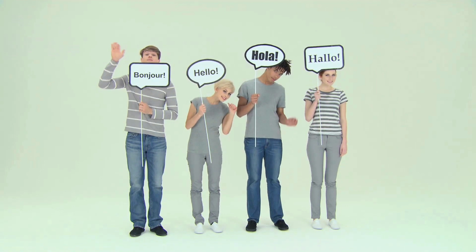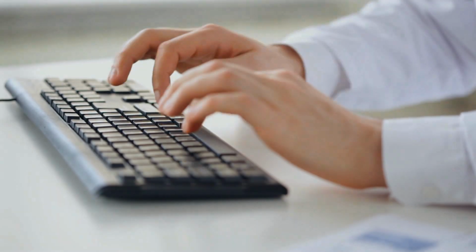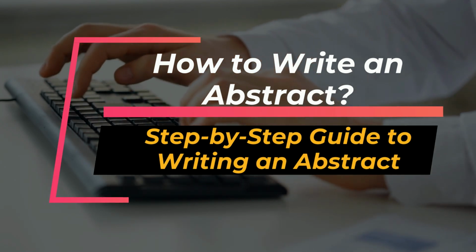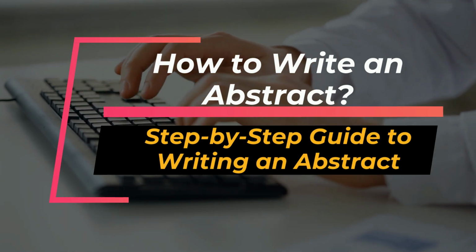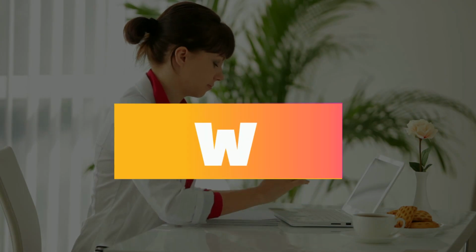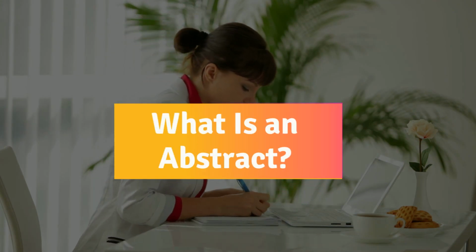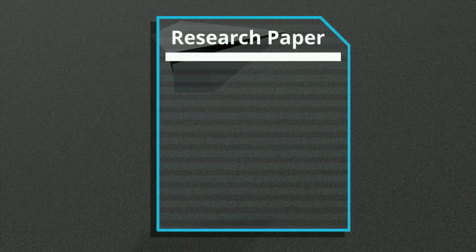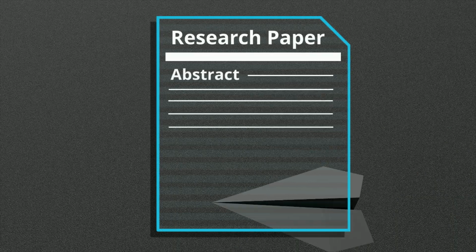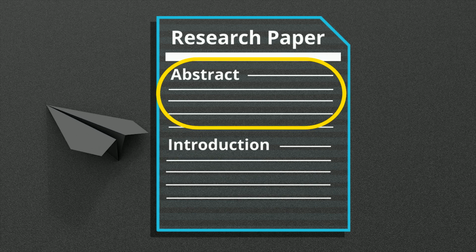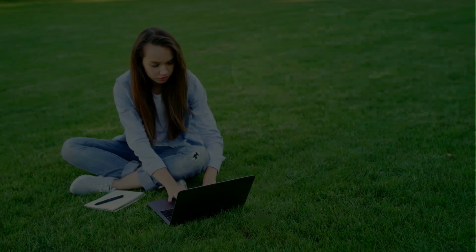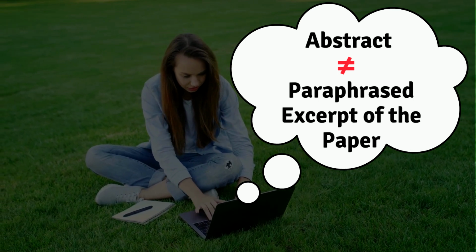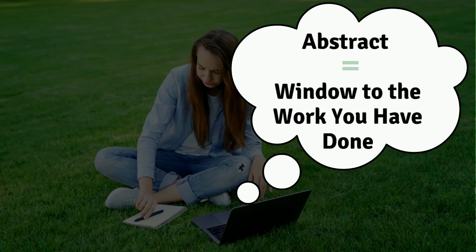In today's video, we will be exploring one of the most important parts of any academic paper, the abstract. An abstract is a concise and not detailed summary of the academic paper. It is majorly written along with research papers, but your professor may ask you to write one for an assignment too. The abstract doesn't stand for a paraphrased excerpt of the paper, but it's a window to the work you have done.